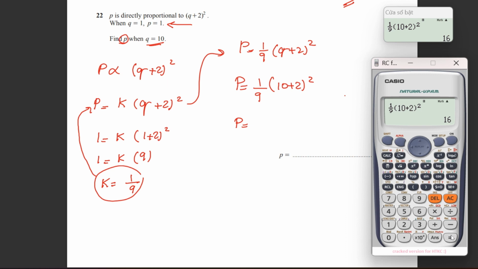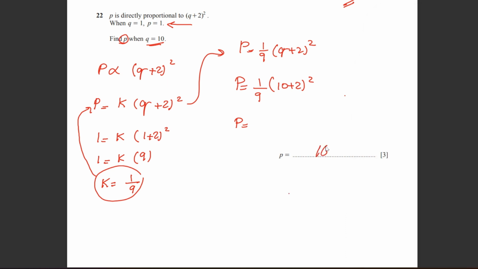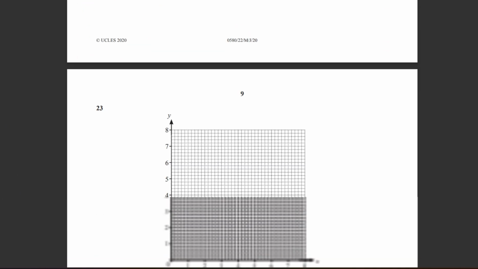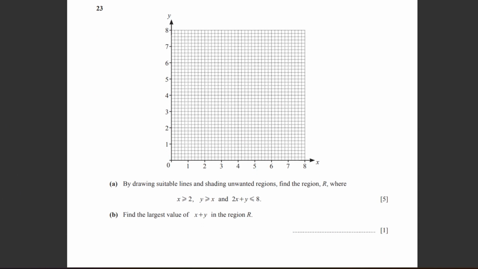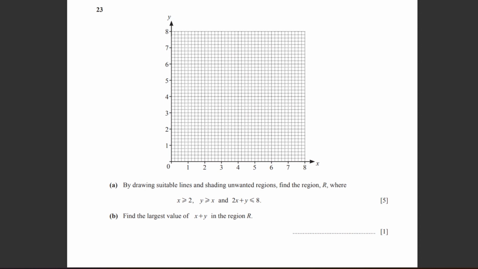Okay, here, this is a very important question. Linear programming. By drawing suitable lines and shading the unwanted region. So I am going to shade the unwanted region. Find the region R where x is greater than or equal to 2, y is greater than or equal to x, and 2x plus y is smaller than or equal to 8. Okay, let's start with the first one. x greater than or equal to 2. I am going to draw x equals 2 as if it is not an inequality. Then I will shade the inequality.